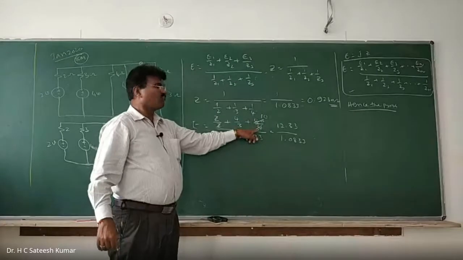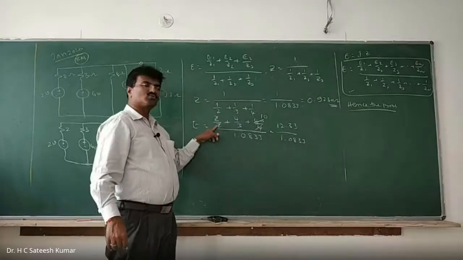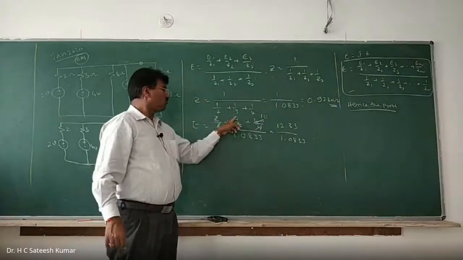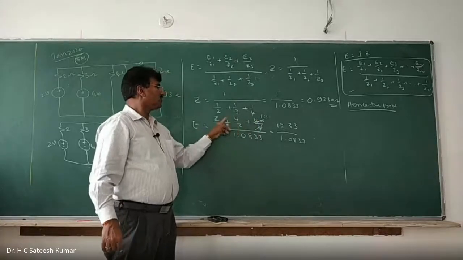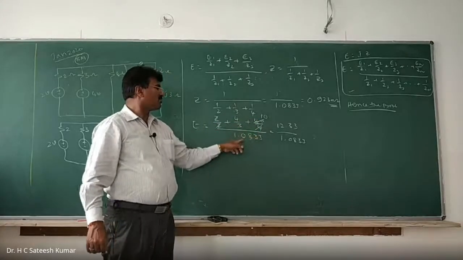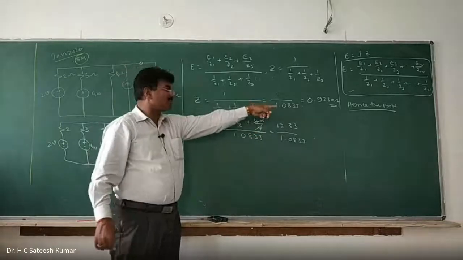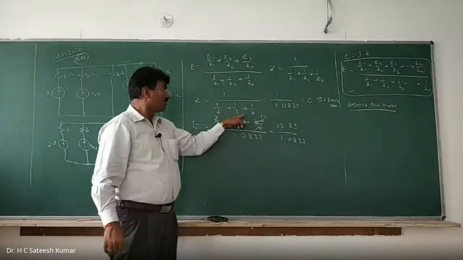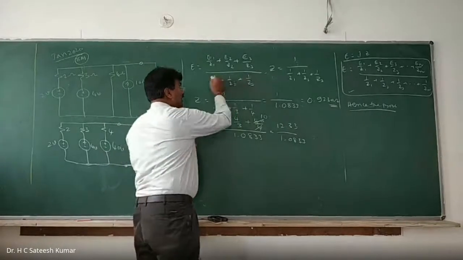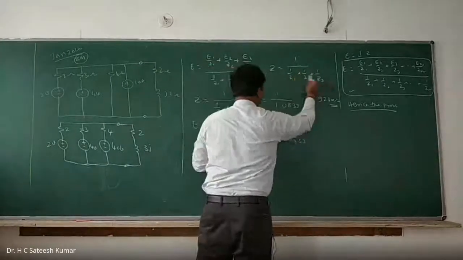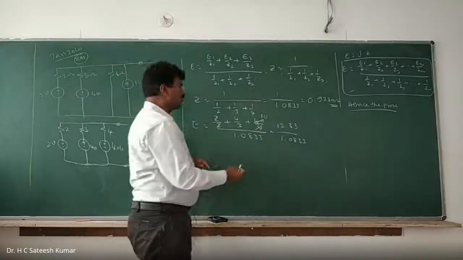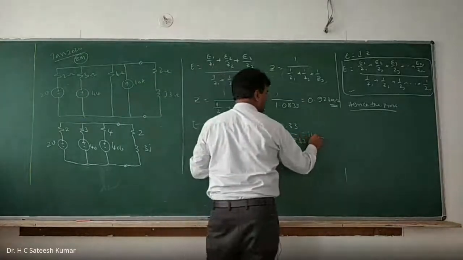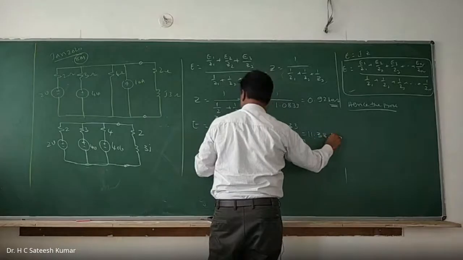Here 40 by 4 is 10. 2 by 2 is 1. 10 plus 1 is 11, and 4 by 3 is 1.33. So 11 plus 1.33 is 12.33 divided by 1.083. Anyhow you have calculated, that's the reason why I have calculated only this one. 1 by Z1, this value we got directly. That value I have written here. Don't take this value. Okay, right? So how much is this, madam? 11.38 volts.